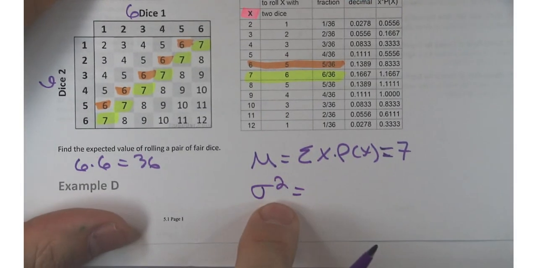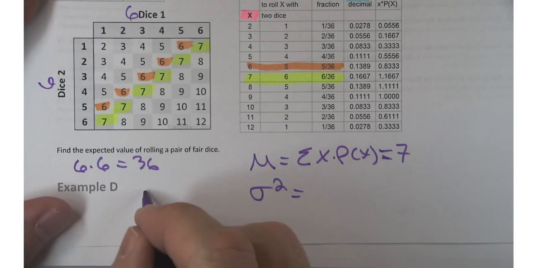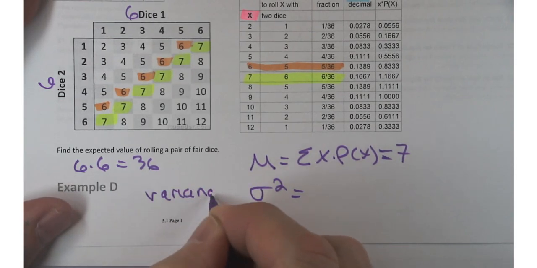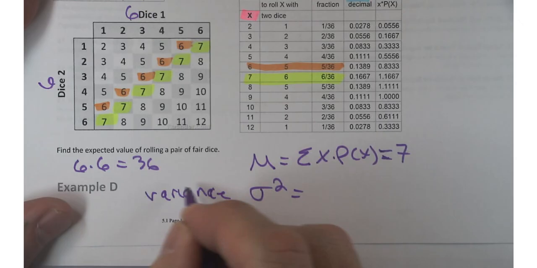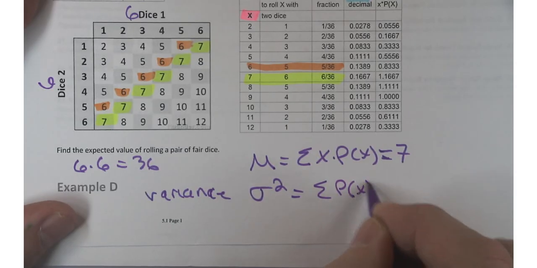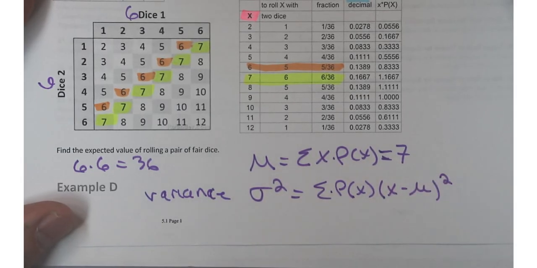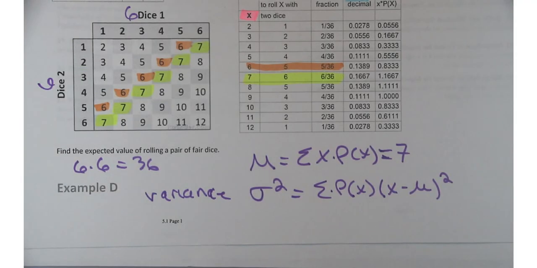Does anyone know what that symbol is? That's your sigma again, but what happens when we square sigma? What do you get when you square sigma? Variance. Ah, well done. This is the variance. The variance calculation is a little bit messy. I won't lie to you. It's the sum of P of X times X minus mu squared. That's how you're going to calculate the variance.